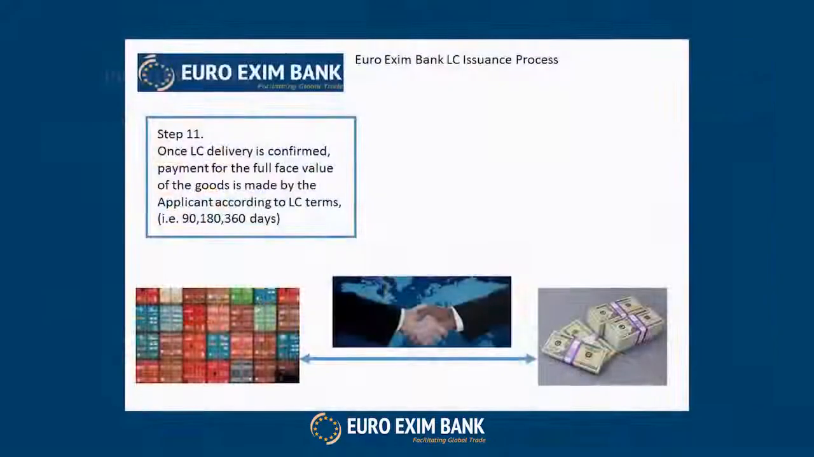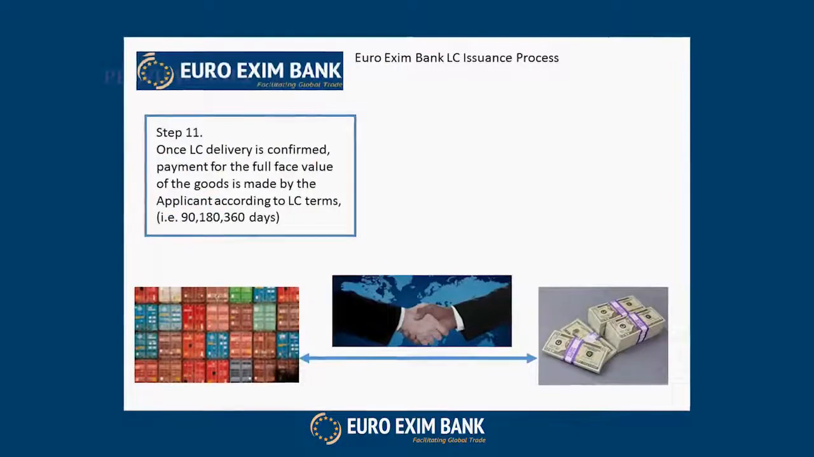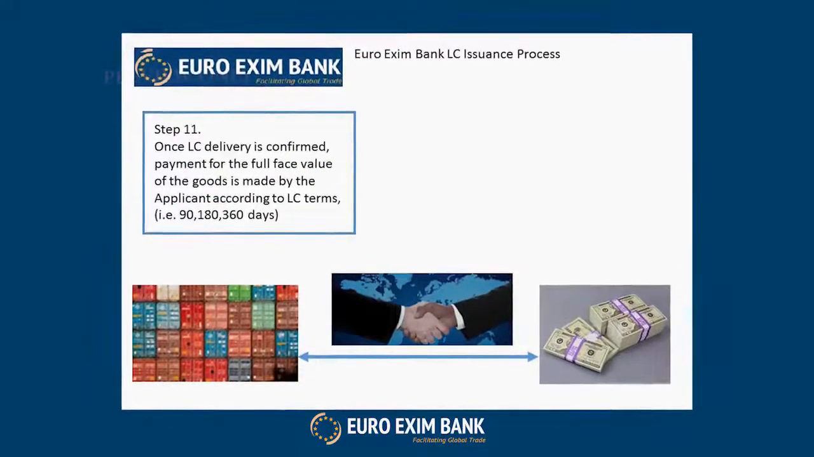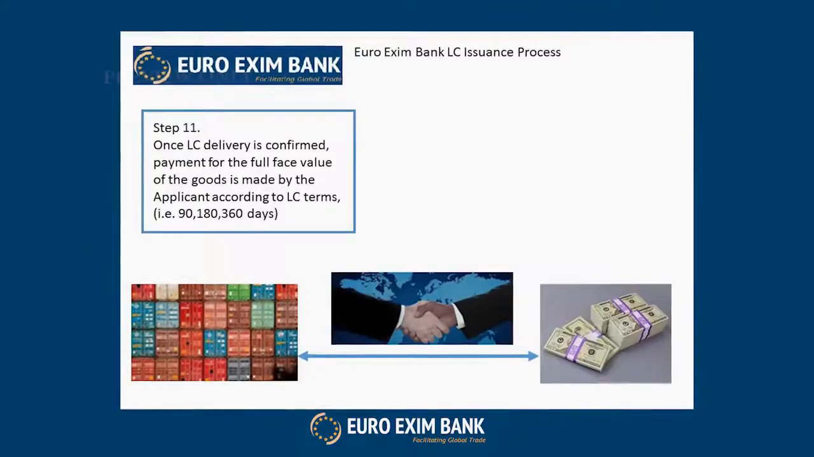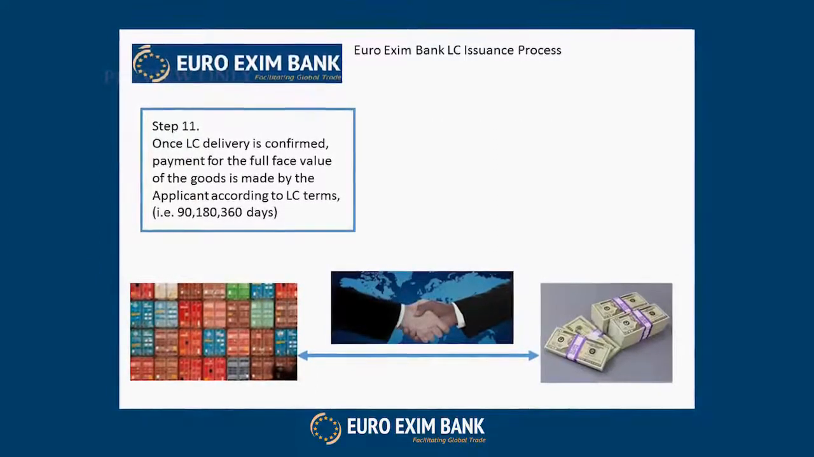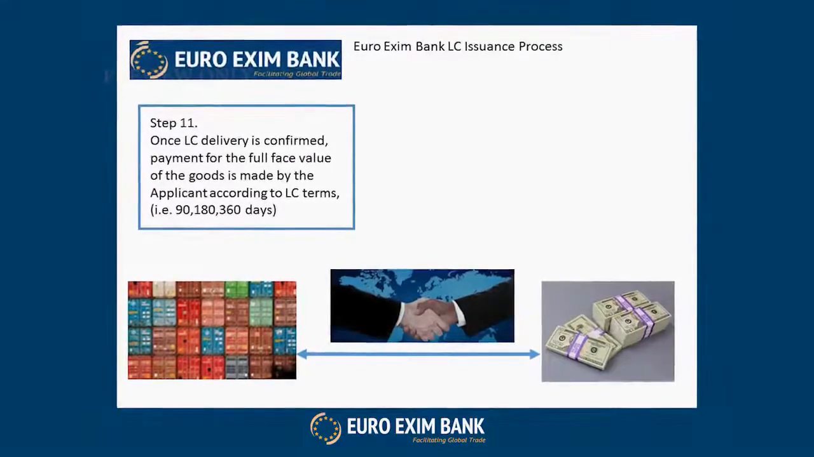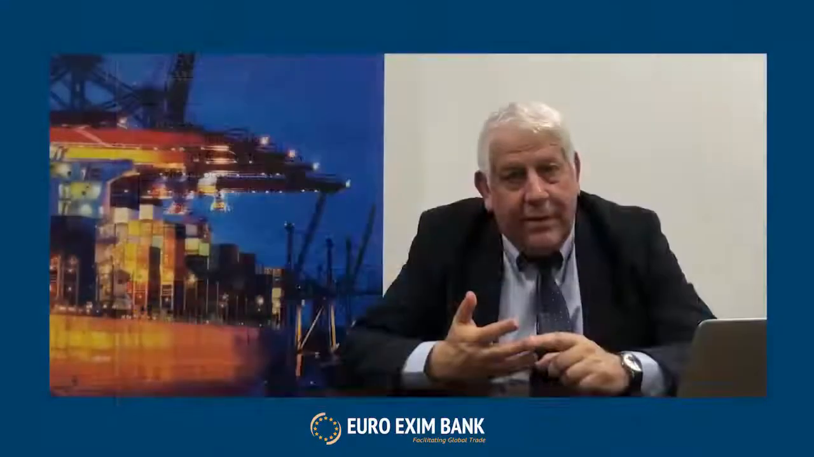Step 11, this is the time when payment takes place. So we expect the applicant to make payment to the beneficiary and into the beneficiary bank. The goods are typically with them, and depending on the timing of the transaction, typically 90 days, 180 days, or 360 days, the transaction will then need to be paid for at that point. And therefore, goods have arrived safely, payment is made for those goods.